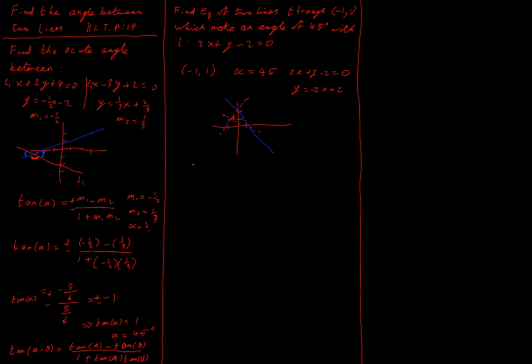I'm asked about the equations of lines, so I'm going to immediately write down my formula for that. And I want the equations of lines. I know that I have the point -1, 1 on the line, but I don't know the slope. So what can I do about the slope? Well, I'm also told about angles between lines. So that means I'm going to write down my formula for the angles between lines.